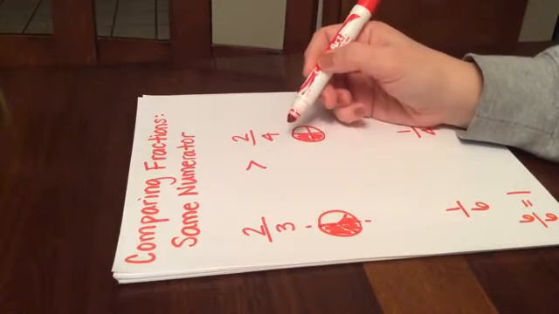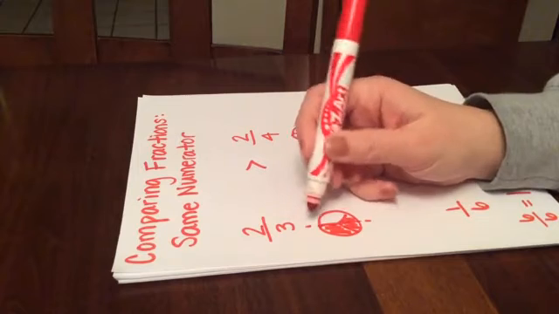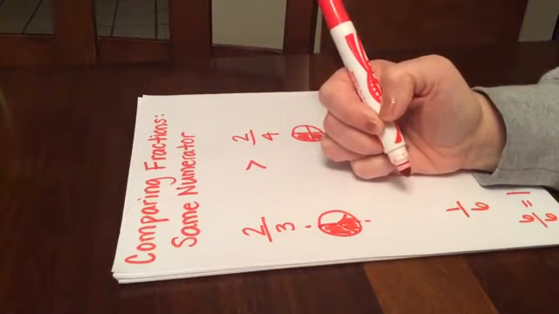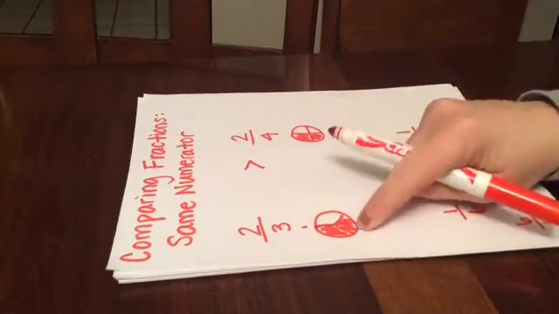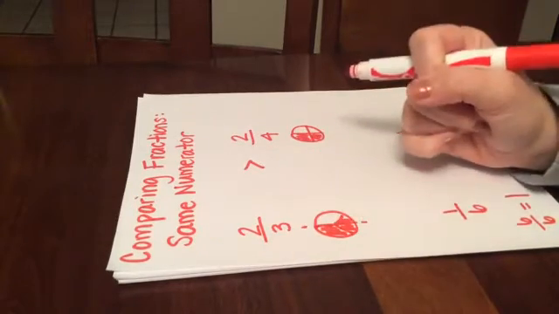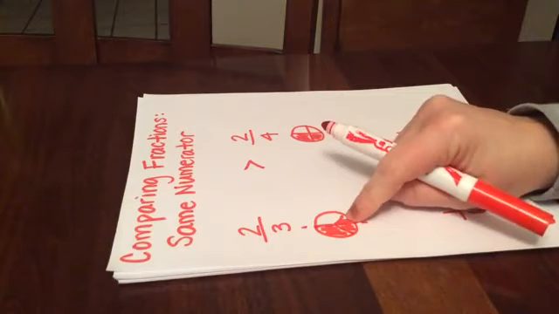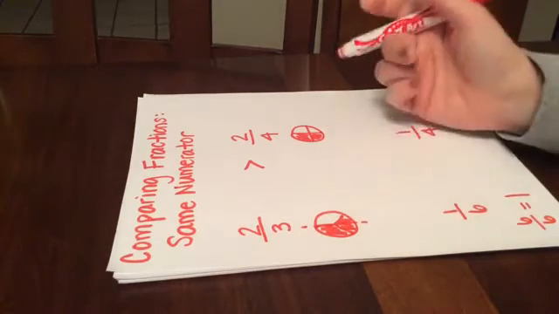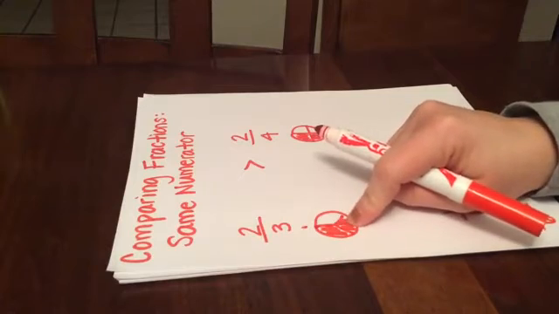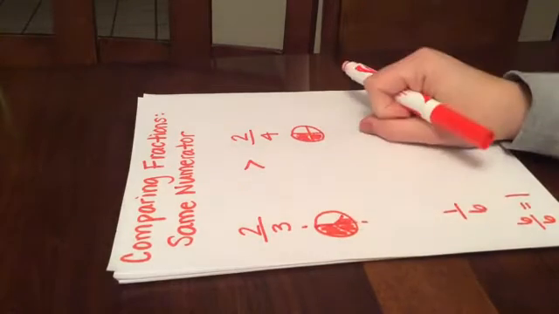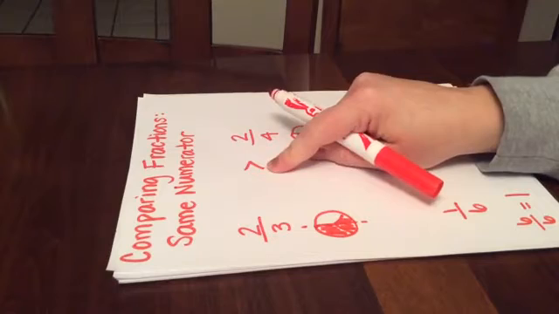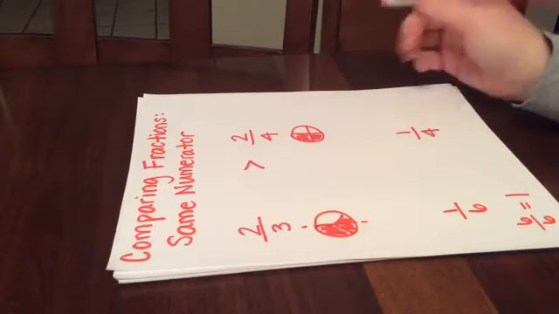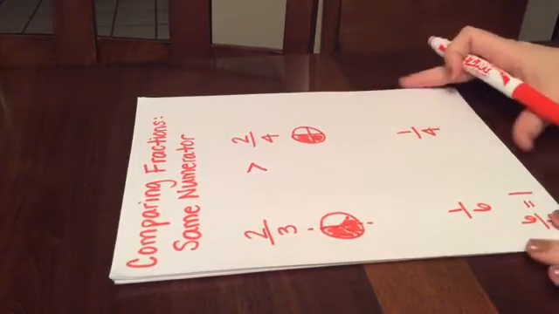I know that 2/4 and 1/2 are equivalent. So I drew a dotted line to show where a half would be represented. And I can see that a half is colored in on this circle, but there's even more than a half colored in. So I know that since 2/3 is more than a half, it's closer to 1/2. So 2/3 has to be the greater fraction because it is closer to 1/2.